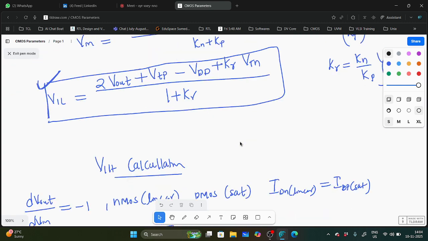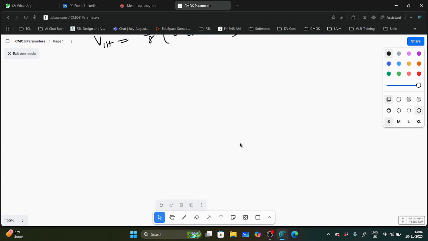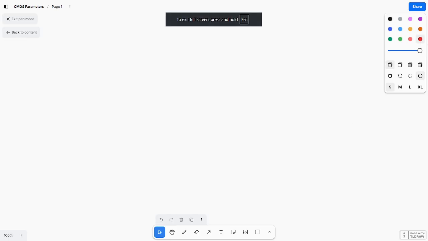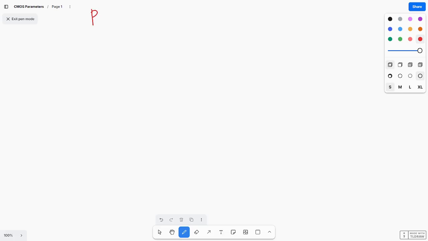Okay. So next we'll see how to calculate the propagation delay of the CMOS inverter. Just we'll discuss this and we can wind up. Propagation delay of CMOS inverter.